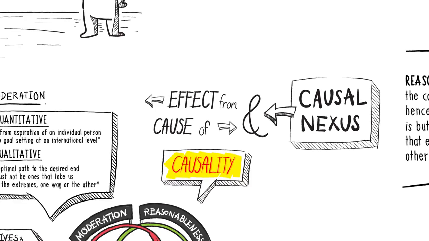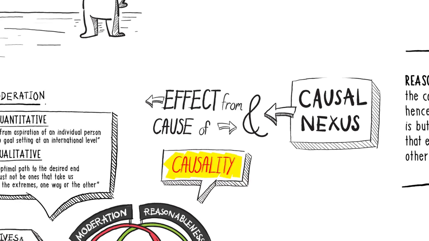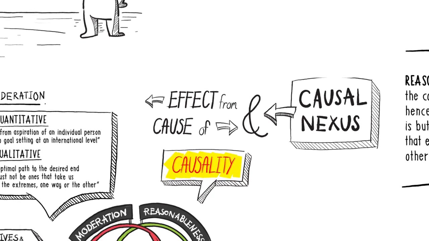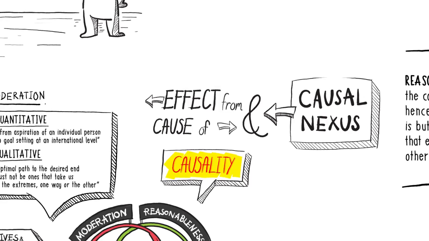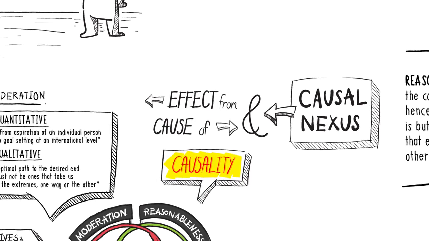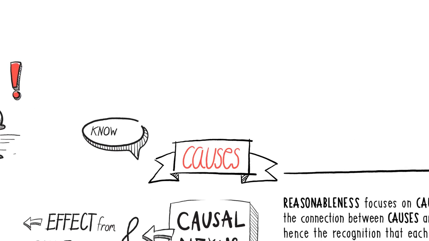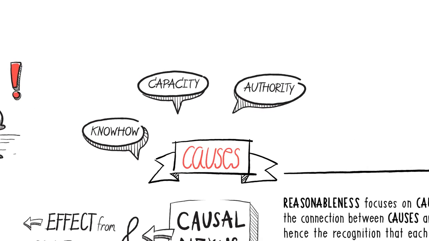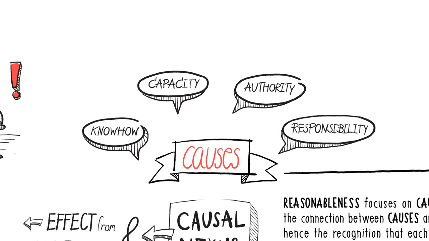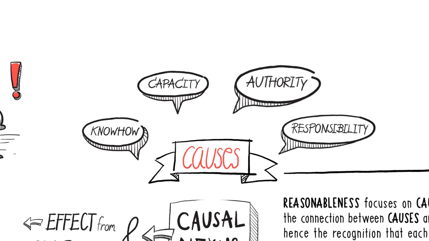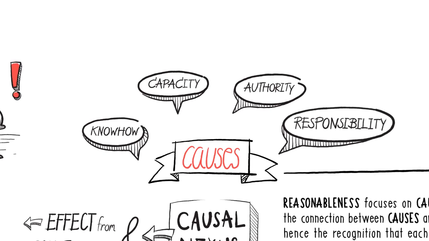But of course, with each effect having multiple causes, chains of causation going back seemingly forever, the moderation principle also says that one does not necessarily go after the ultimate root causes. Rather, one prioritizes the targets of action, and instead of tracing the causal chains all the way back ad infinitum, one intervenes precisely where one has the know-how, the capacity, the authority and/or responsibility to do so.